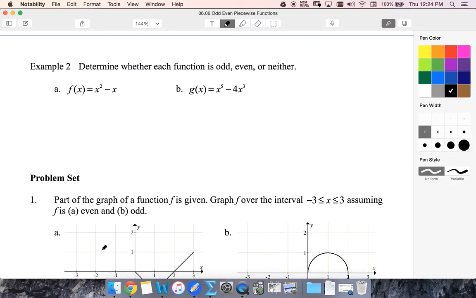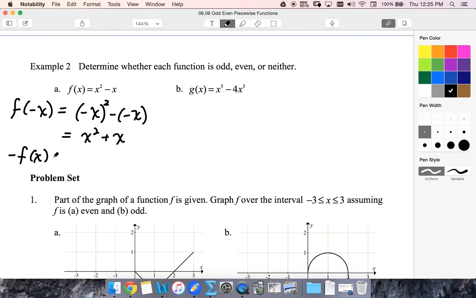So let's test that out. Determine whether it's odd, even, or neither. So here I'm going to test f of negative x, squared minus negative x. That's going to give me x squared plus x. Negative f of x would give me negative x squared plus x. So these two are not equal to each other. This one is not equal to this one. This is neither.